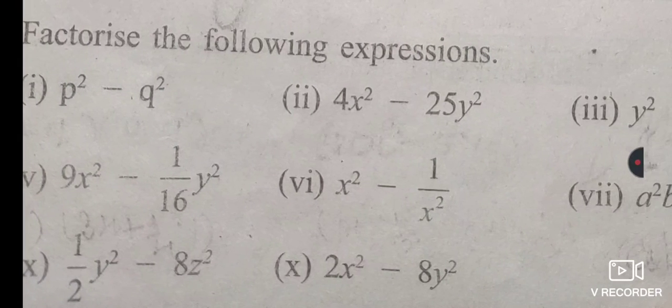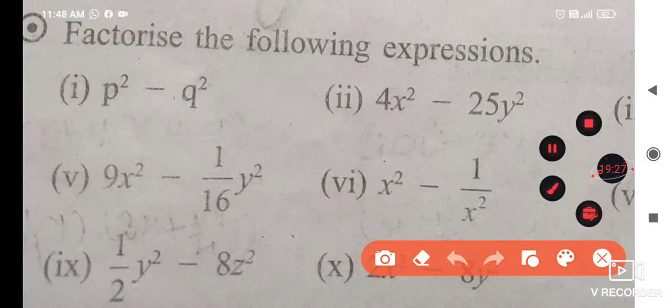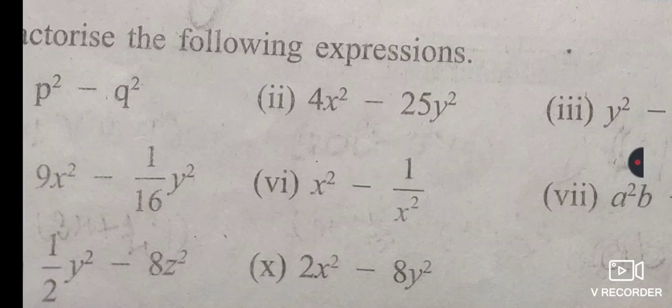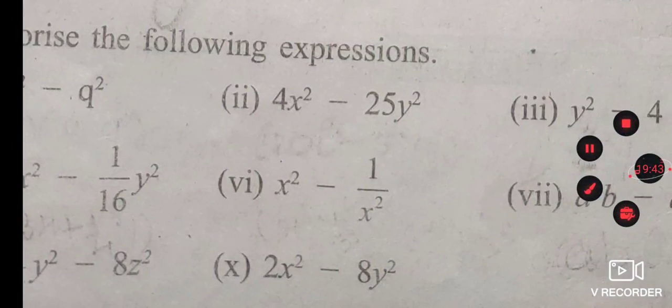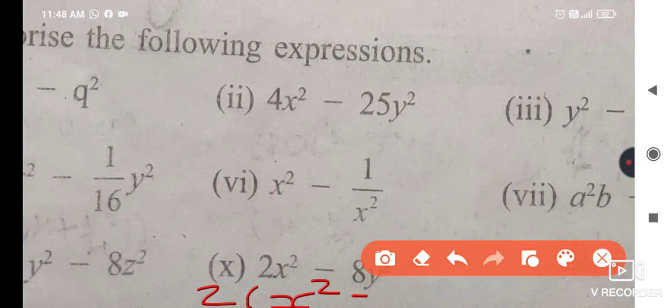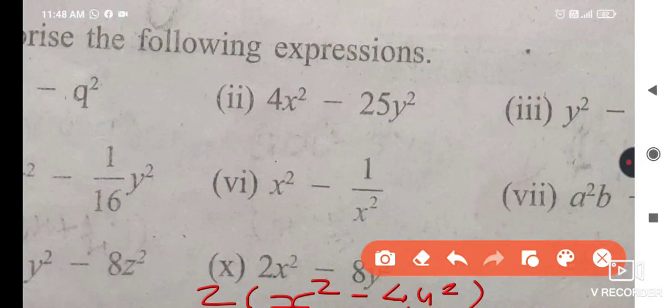Okay. Now next is the 9th example. 1 upon 2 y square and 8z square is there. So from this, what we have to do, that example I will show you on another page. Here the last example we will see. The last example is 2x square and 8y square. Inside this, just take 2 outside the bracket. If we take 2 outside, here x and y are different terms, so here remains x square and minus 2 fours are 8 and here y square. So the factorization of this is 2 into x square minus 4y square.